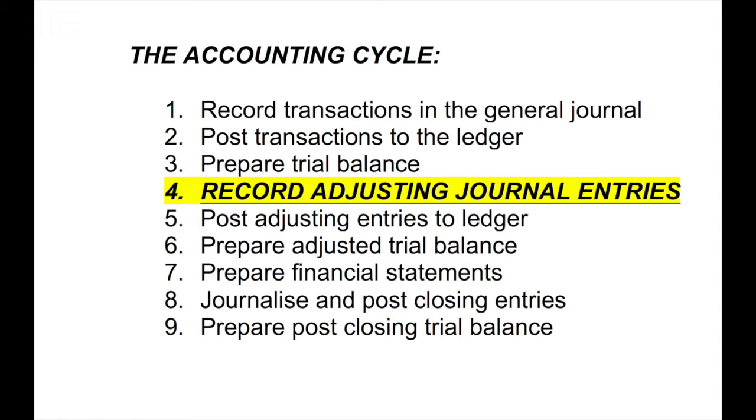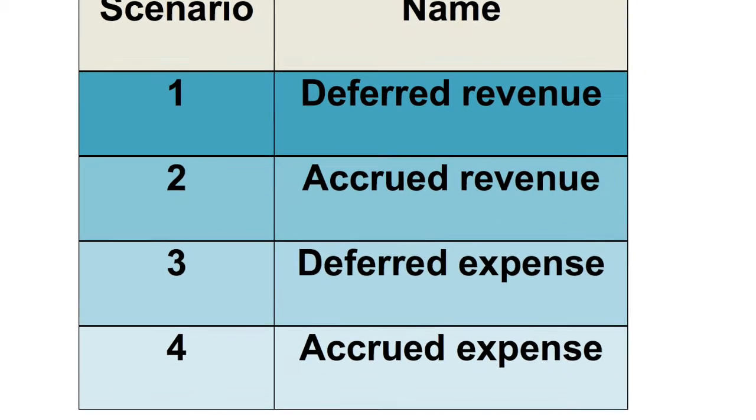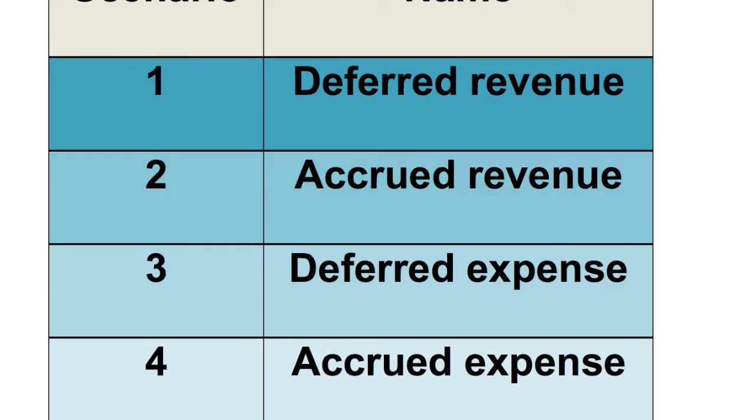Adjusting journal entries is the fourth step in the accounting cycle, used to record revenues that have been earned but not recorded and expenses that have been incurred but not recorded. There are four key scenarios when adjusting journal entries.